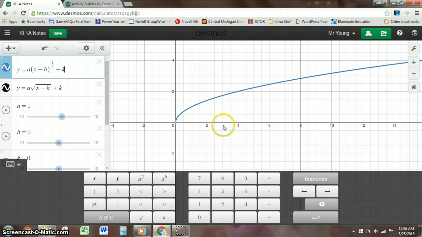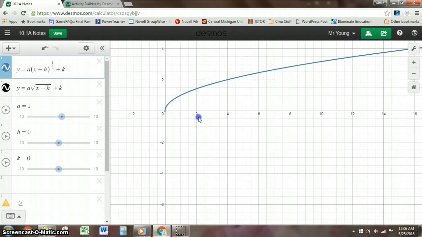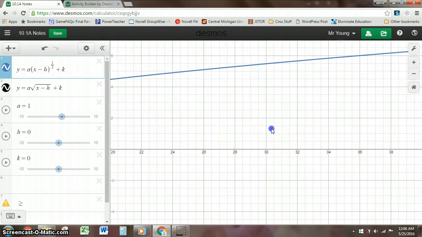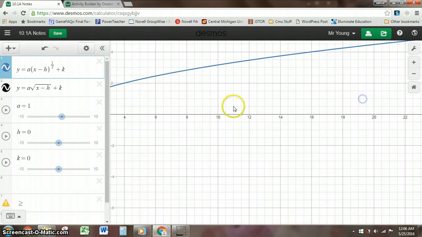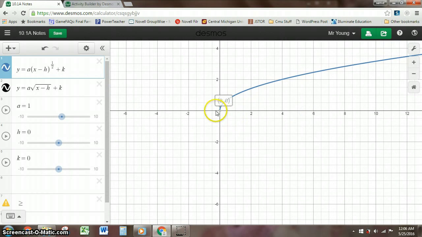But if we think about what the domain is, which is the possible x values, how far left and how far right the graph can go, this one can go on forever to the right. Okay, I can keep going and going and nothing's going to change. It's going to keep getting bigger and bigger. But to the left, it stops. It stops at 0. And so we would say that the domain for this graph is all numbers such that x is greater than or equal to 0.